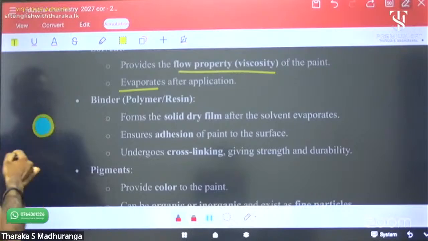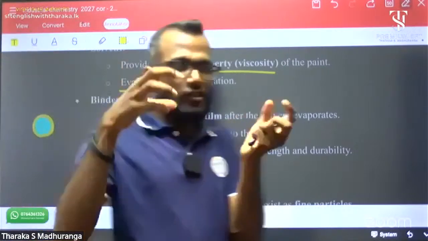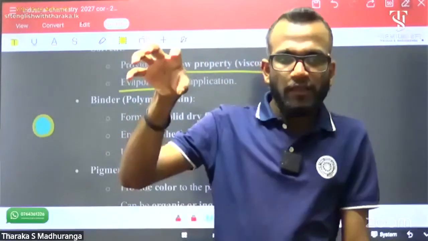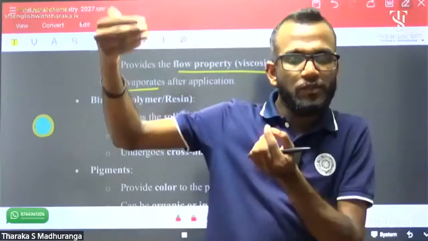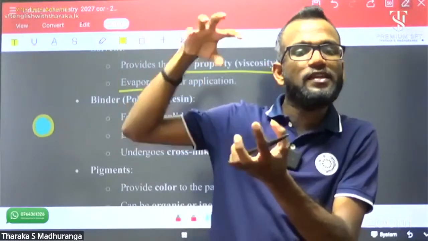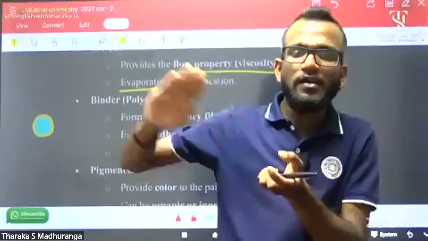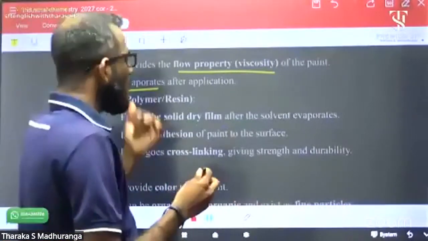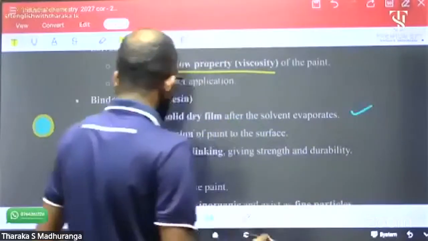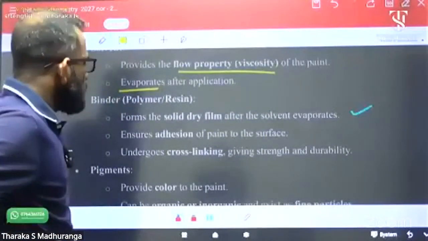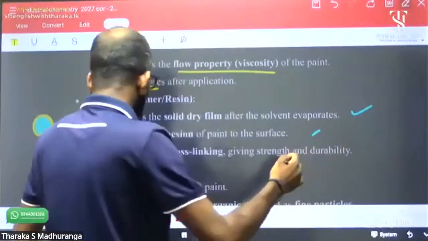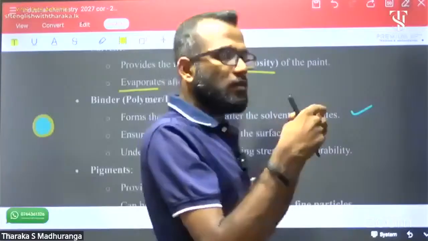Retain pigments, and with these pigments, this polymer compound attaches to whatever surface or wall. On one side it attaches to the surface, and on the other side it holds the colors, pigments. That's how a dry solid layer is created. It forms a solid dry film after the solvent evaporates. This ensures adhesion of paint to the surface, and it undergoes cross links for durability.